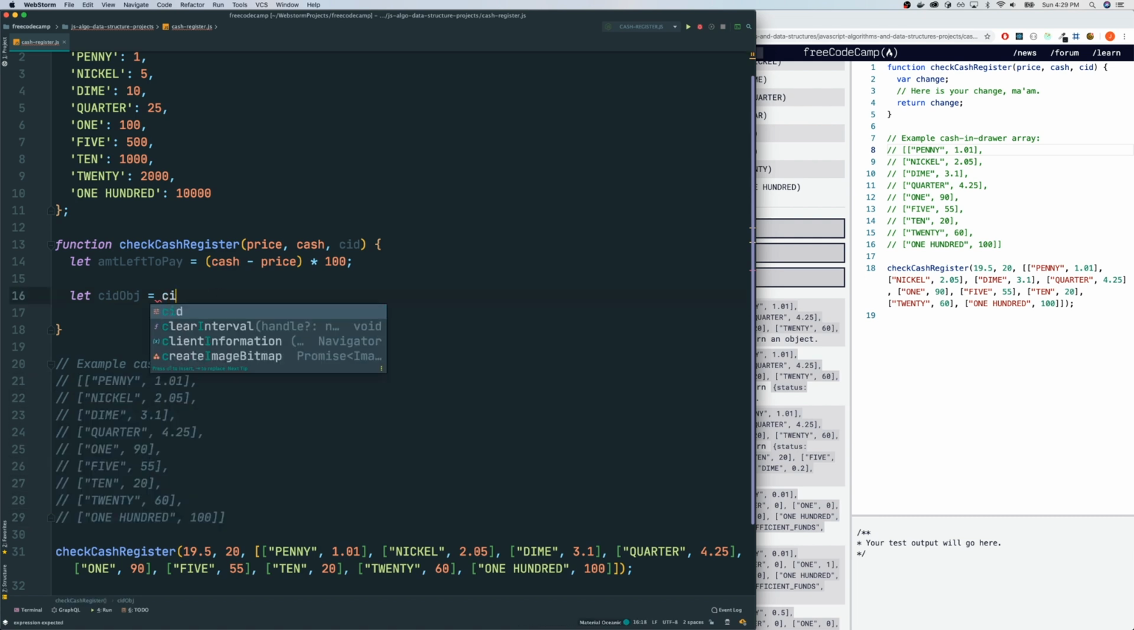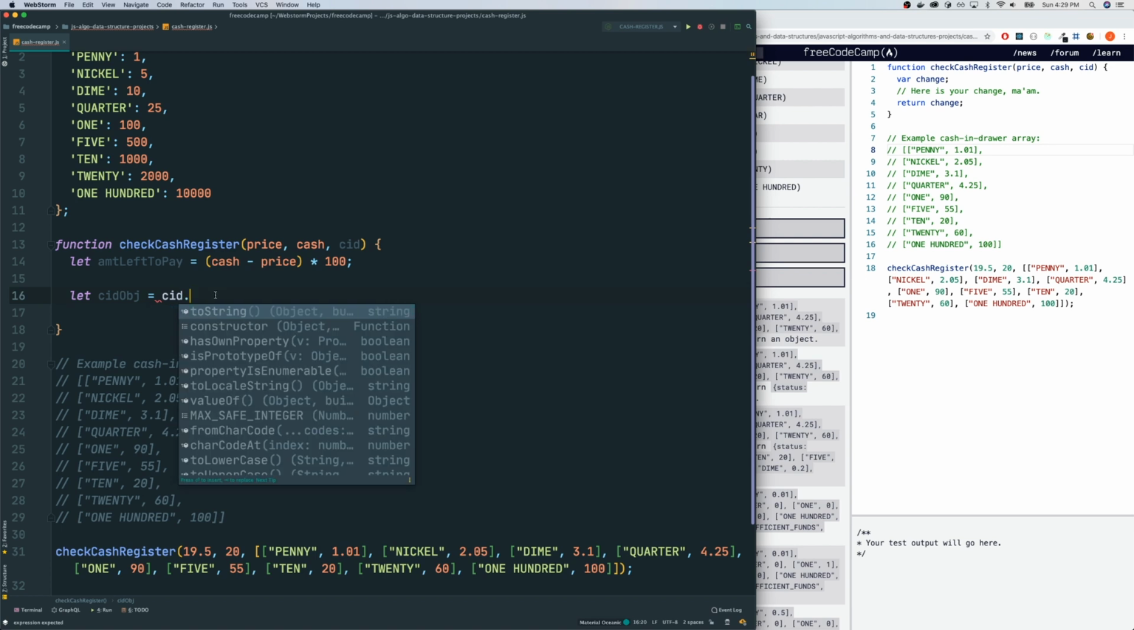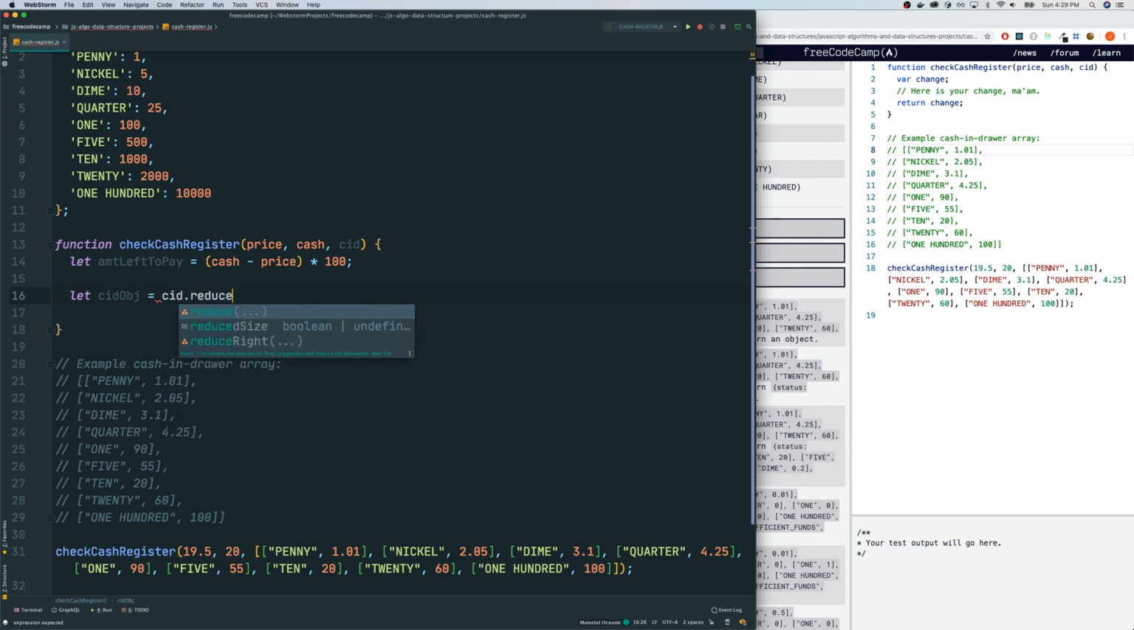We're going to use CID dot, an array has a method called reduce. Pretty much it gets an array, loops through each element, and converts that into something else, whatever we tell it to do. It takes in two arguments here. The first one is a callback function. The second one is the initial value of what's called the accumulator. So let me just write it out for you guys.